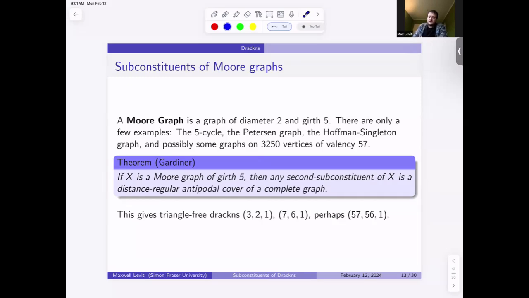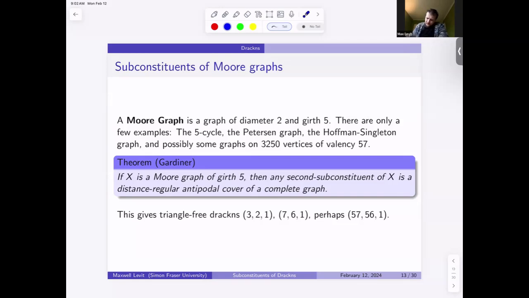I mean, the 5-cycle doesn't give you anything. The Petersen graph gives you the 6-cycle as a second subconstituent. That's what I started with. There's this very interesting graph, the second subconstituent of the Hoffman-Singleton graph, which is a Drackn, and perhaps there's more here as well. It relates this back to the search for Moore graphs, which is both interesting and makes you think, whoa, okay, but this particular subproblem may not be workable. Or maybe you're more optimistic and you feel like it is workable. That'd be great too.